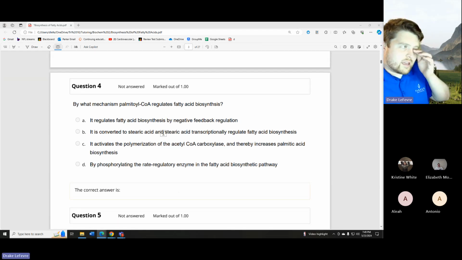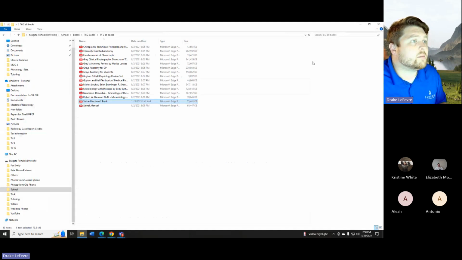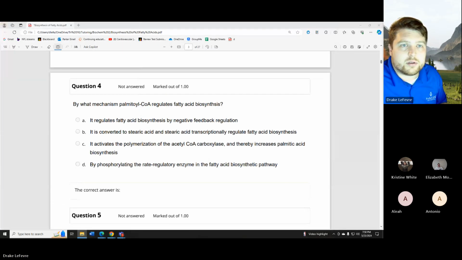By what mechanism does palmitoyl-CoA regulate fatty acid biosynthesis? I'm going to pull up my slides because, like I said, it's been a little while since I've looked at the beautiful biochemistry. Any thoughts on this one?